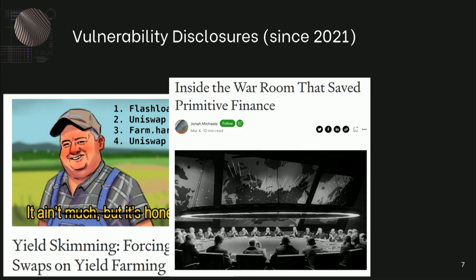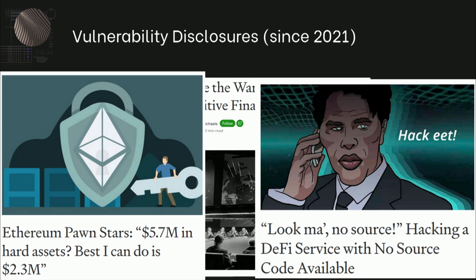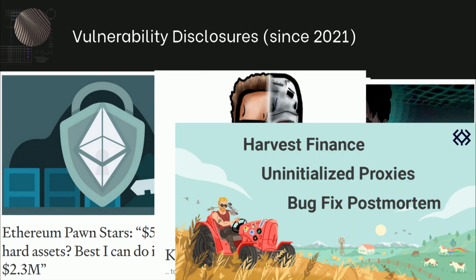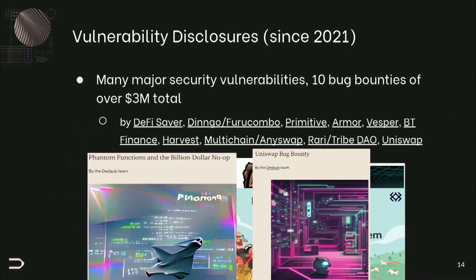We've actually had many high-profile white hat hacks, many disclosures of vulnerabilities through our tooling, several of them. And in fact, you may have seen some of these articles or some of these bounty announcements or some of these vulnerability reports. In total, there are many tens of security vulnerabilities that we've found.